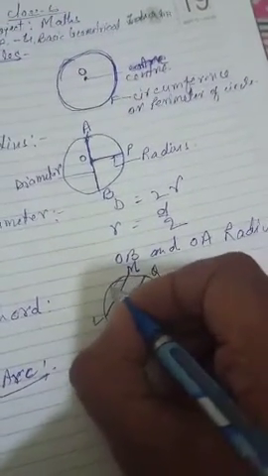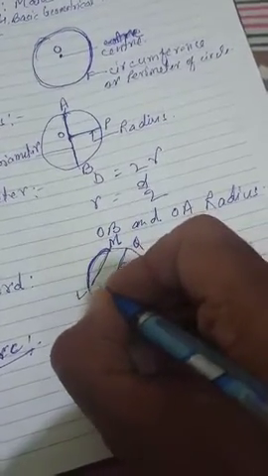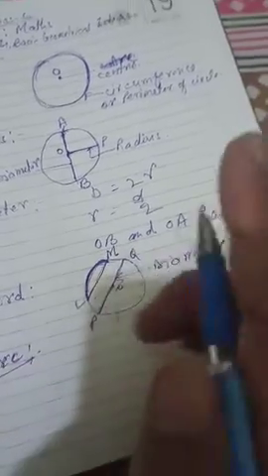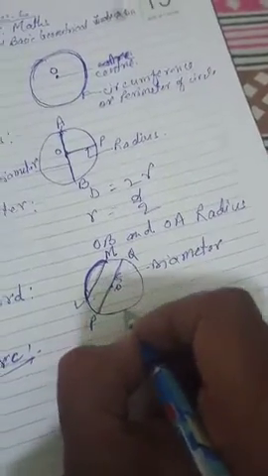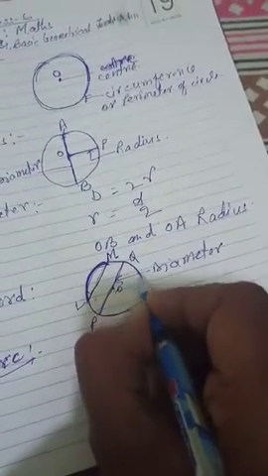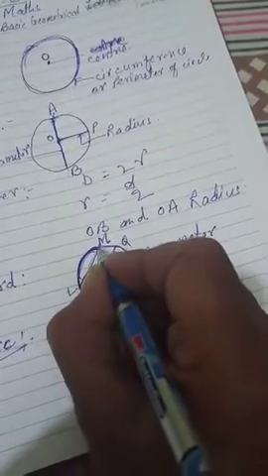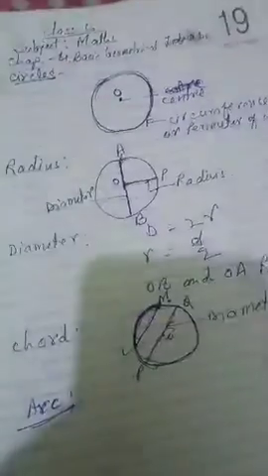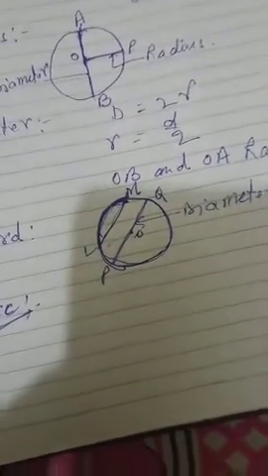Arc. So the arc is L to M. That is the distance between L and M. An arc is a part of the circumference of the circle. Circumference, you know, is the outer boundary of the circle. And a part of the circumference is called an arc.